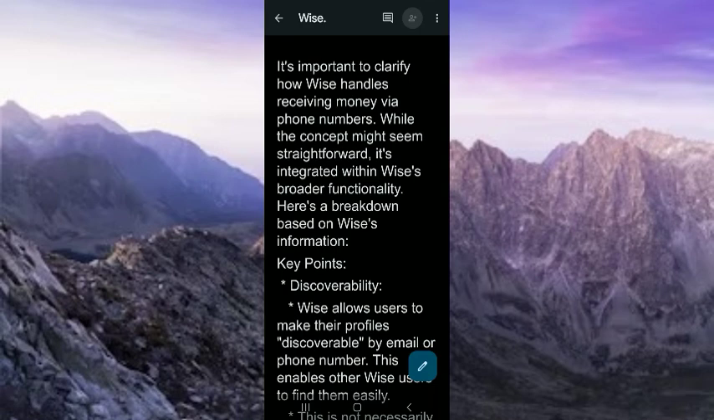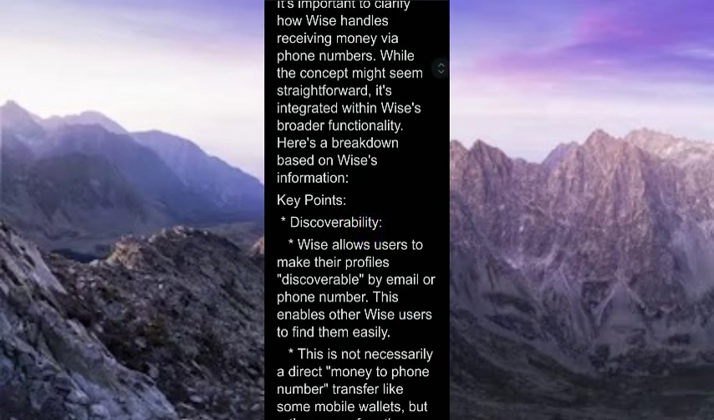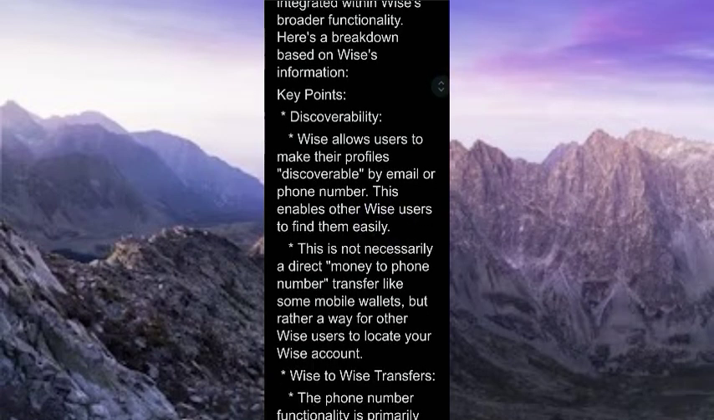It's important to clarify how Wise handles receiving money via phone numbers. While the concept might seem straightforward, it is integrated within Wise's broader functionality. Here's a breakdown based on Wise information.